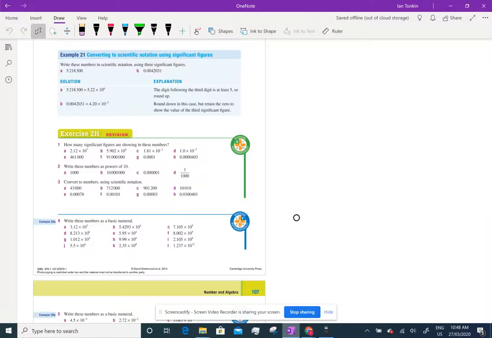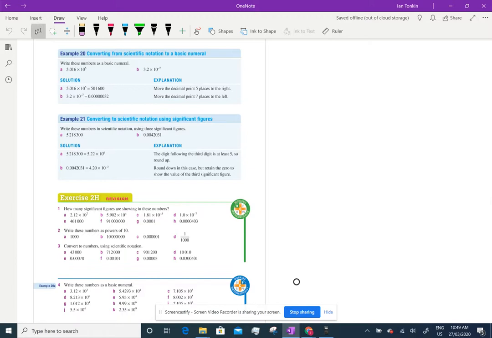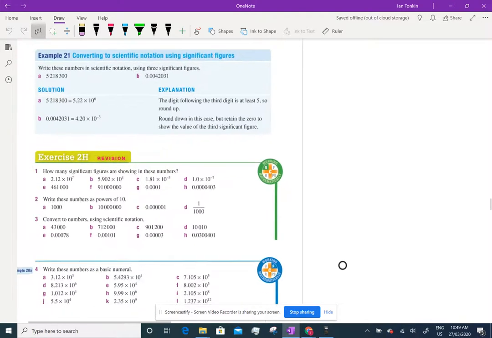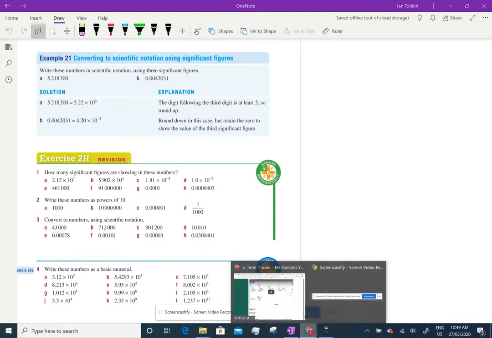Okay, Year 10, scientific notation and significant figures. Now, we've done this before. We did it last year in Year 9, and you can do it manually, and you can use your calculator. So I'm going to show you two methods for doing this, but there are two things that we're dealing with here. We're dealing with scientific notation and significant figures. So let's go back and have a look at what the rules are for significant figures.